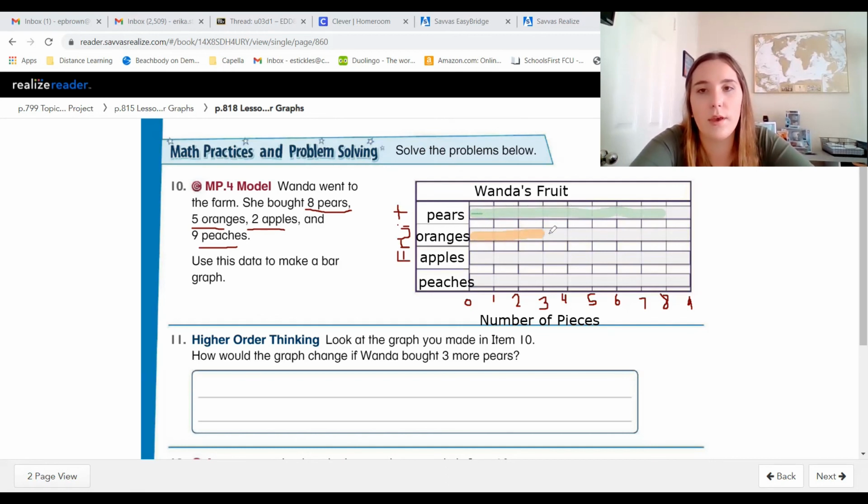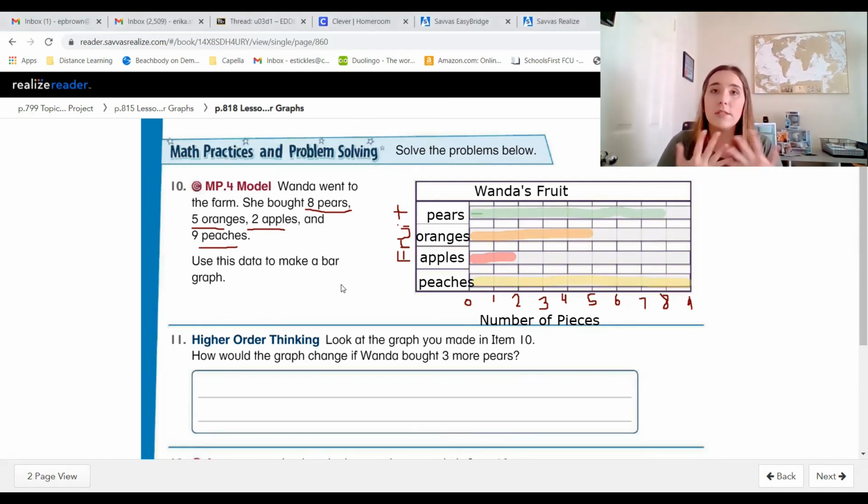1, 2, 3, 4, 5. The apples, she bought 2 apples, so 1, 2. And for the peaches, she bought 9 peaches, so 1, 2, 3, 4, 5, 6, 7, 8, 9. And look at that, just like that, we made our own bar graph. So bar graphs are kind of similar to line plots where we're showing the data, we're showing the information. We just have to make sure that we're being really careful to label everything. That's the most important thing to remember.